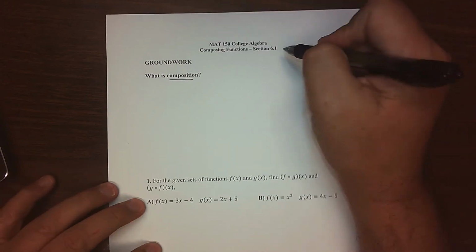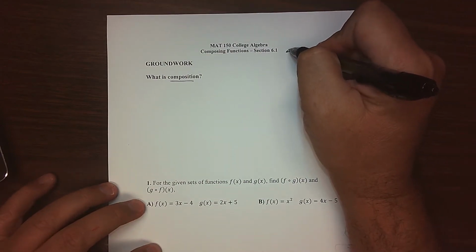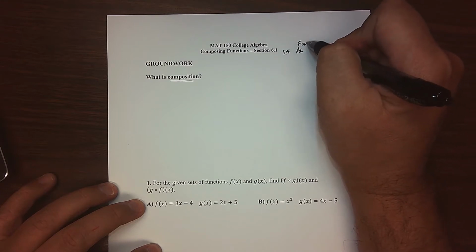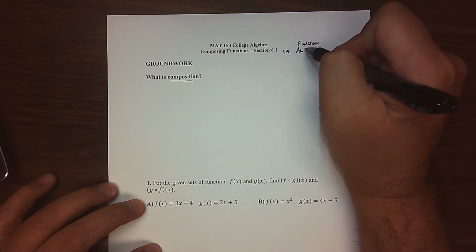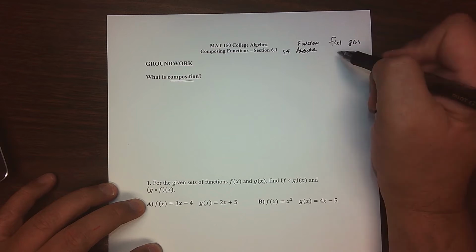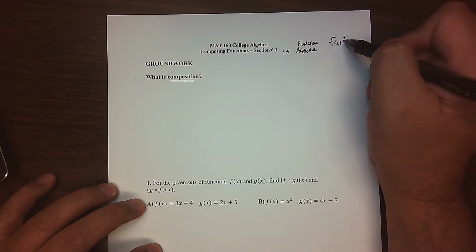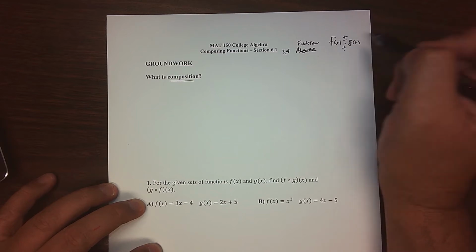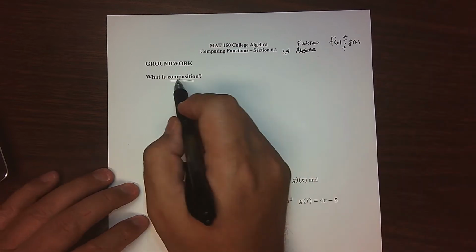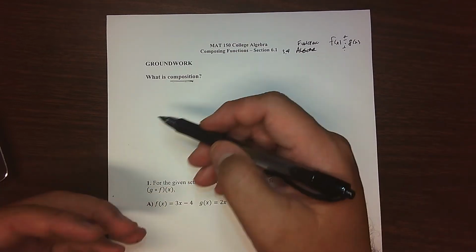Now remember, back in the day, I think it was section 3.4 or something like that, we had this thing that I playfully called function algebra. If I gave you two functions, an f of x and a g of x, we built a new function by adding them, subtracting them, multiplying them, or dividing them. And so that's what's going to happen here as well. A composition is a way to build a new function.